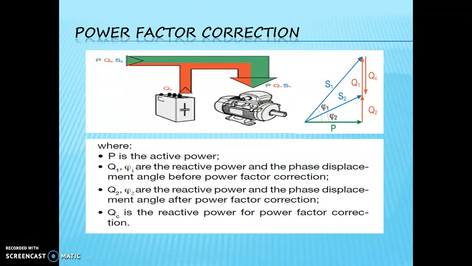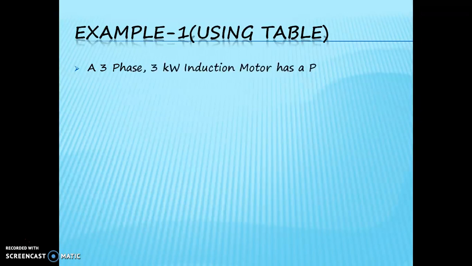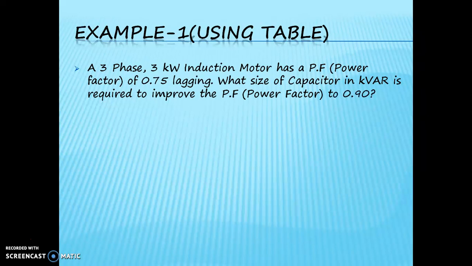Next I will explain one example of how to find the reactive power, that is, what amount of reactive power we want to connect in parallel to the load in order to achieve our decided power factor. I am explaining a small example. A 3-phase induction motor of 3 kilowatt has a power factor of 0.75 lagging. We are going to improve that 0.75 to 0.9 lagging. What is the size of the capacitor in kVAR? It's very simple. Just follow these steps and you can find the size of the capacitor in kVAR.